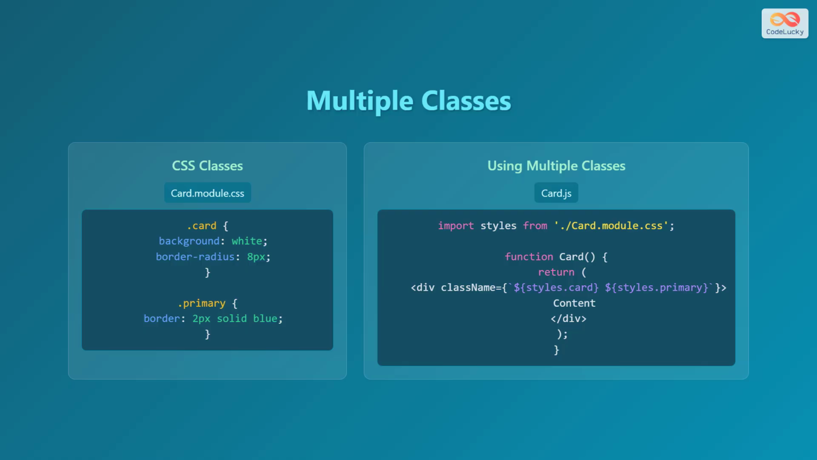Now let's explore how to apply multiple classes to a single element using CSS modules. Imagine we have a card.module.css file with two classes defined, .card for basic card styles and .primary for a special styling. To use both of these classes in our card.js component, we import the styles and then dynamically construct the class name string. Inside the div element, we use template literals to combine styles.card and styles.primary, separated by a space. This will apply both the card styles and the primary styles to the card component.